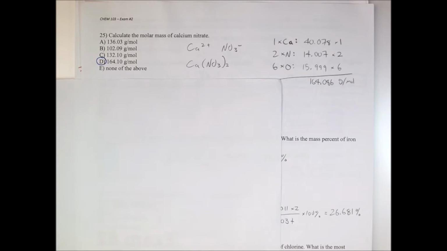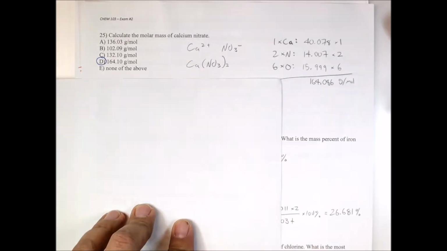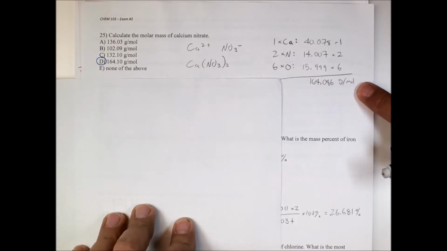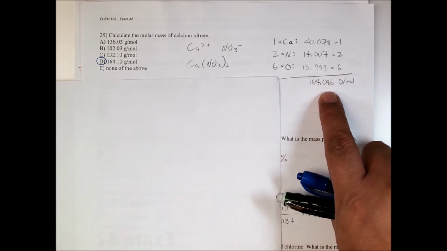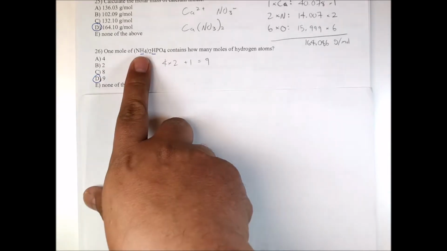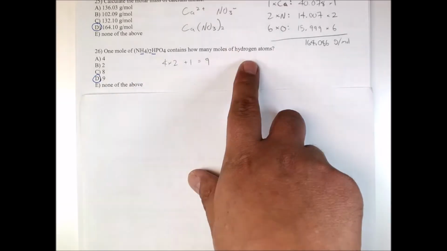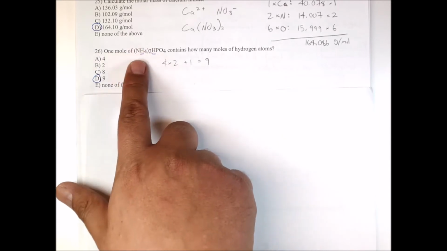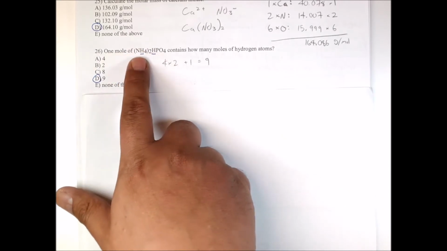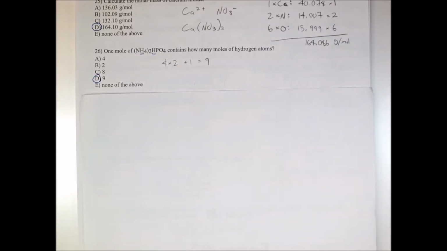All right, next one here, calculate the molar mass of calcium nitrate. Similar to the previous one, you had to get the formula first from the name. And there, I added up all the atoms and then their masses and came up with 164.086, and that's close to choice D. All right, next one here, 1 mole of ammonium biphosphate contains how many moles of hydrogen atoms? So here you just had to add up how many hydrogen atoms you have. There were 8 in the ammonium ion, and then you get 1 from the biphosphate ion. So adding that all together, it's 9.